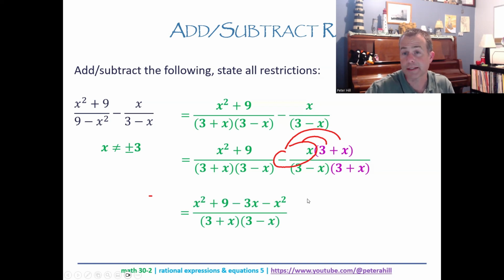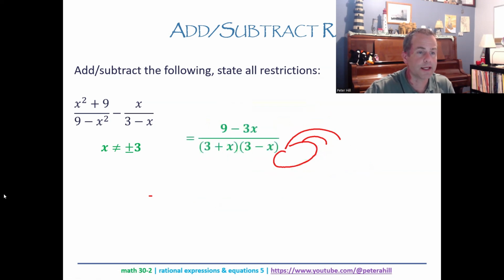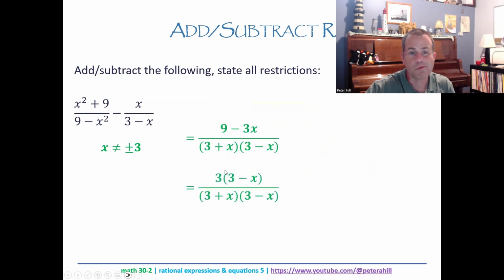So now x squared minus x squared is 0. So I'm left with 9 minus 3x. Okay, 9 minus 3x, I can factor that. I can take out a 3. So that'll leave me with 3 times 3 minus x. Oh, yay, look! My 3 minus x's will divide out, and actually then I'll be left with 3 over x plus 3. That's kind of fun.